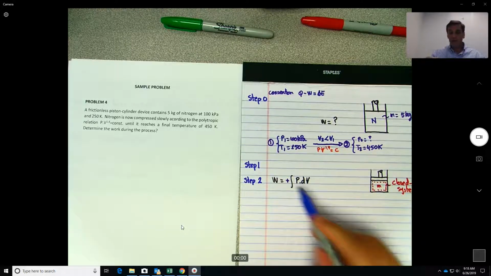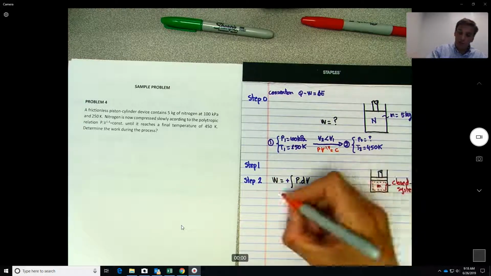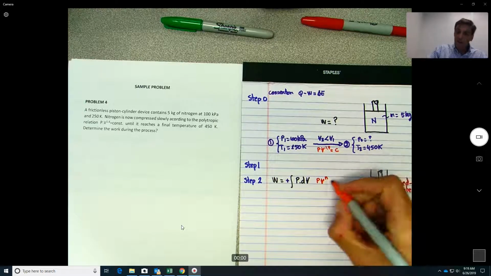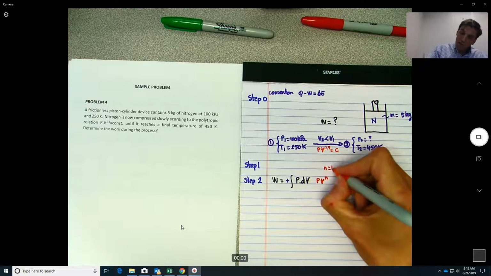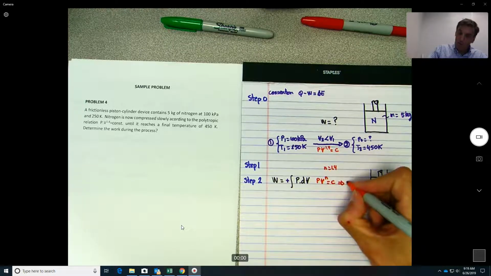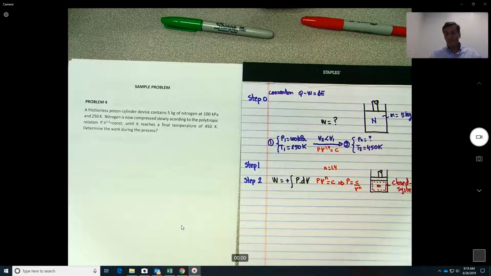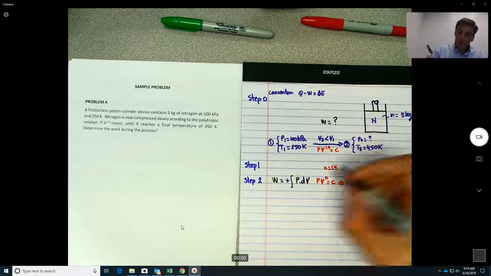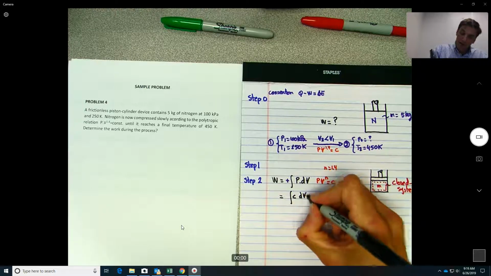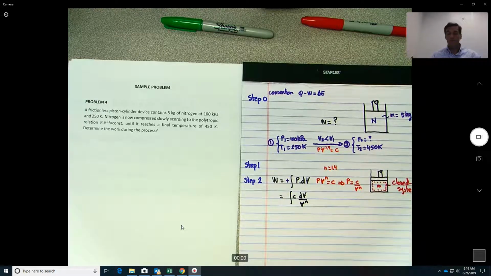So step 1, the figure, step 2, the equation. And now, what do we know about the problem? So we know that equation, and we know that PV to the n, with n equal 1.4, will be equal to a constant. So from that equation, we find that the pressure is equal to the constant divided by V to the n. So if you substitute into this equation, you find out that the work would be equal to the integral of C dV over V to the power n.